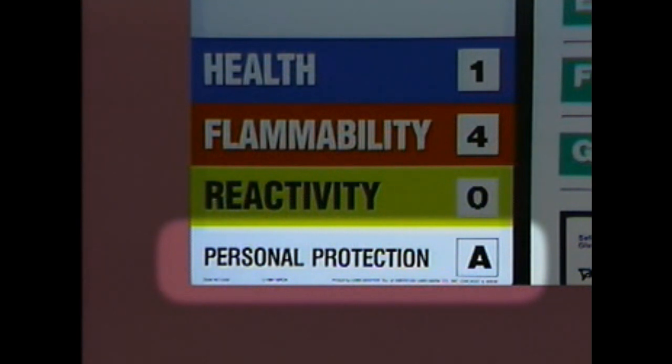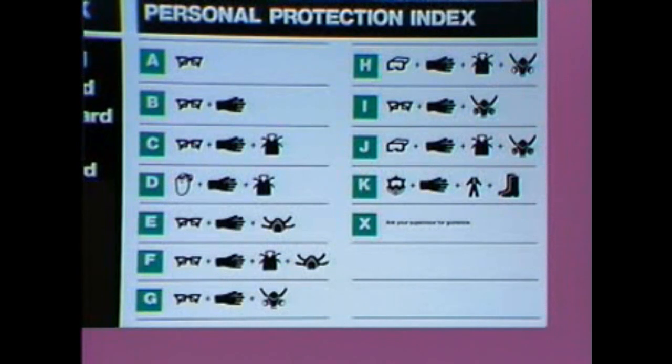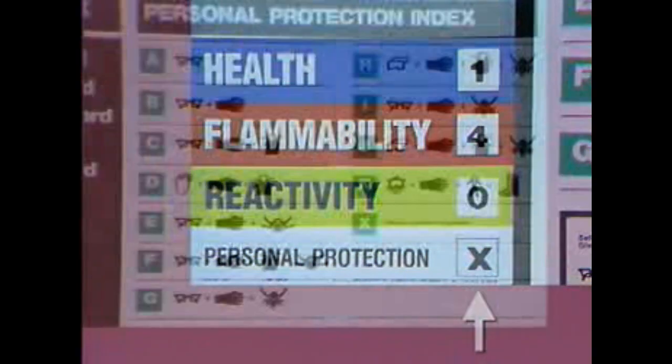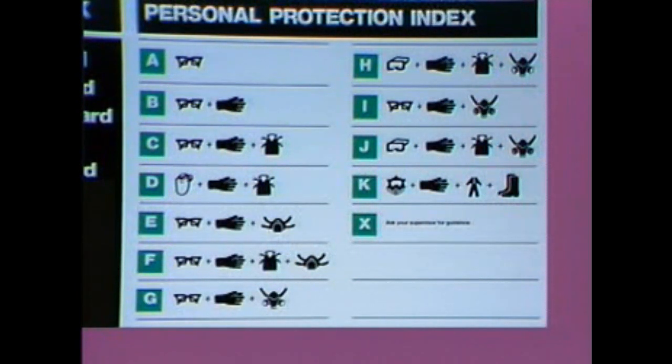In the HMIS system, letters in the white section indicate the proper safety gear to use when you're working around the labeled substance. This chart shows how the white part of the label is used. The label contains a letter A through K, or the letter X. Each letter represents certain types of safety or personal protective equipment. The equipment is shown in pictographs on this chart.